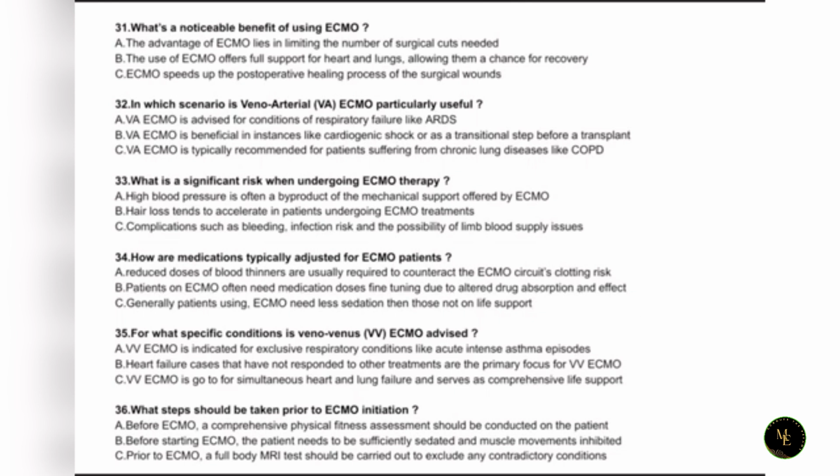In summary, ECMO is a highly specialized form of life support that has saved many lives, but also comes with its unique set of complications and considerations. Just like with suturing techniques, mastery of ECMO requires thorough understanding and practical experience. So in our next session, we will work through some ECMO simulations to better understand the mechanics of setting up and managing an ECMO circuit.